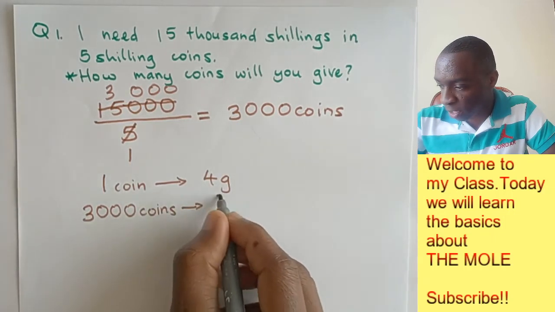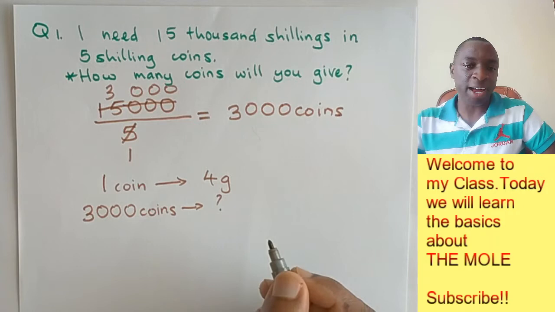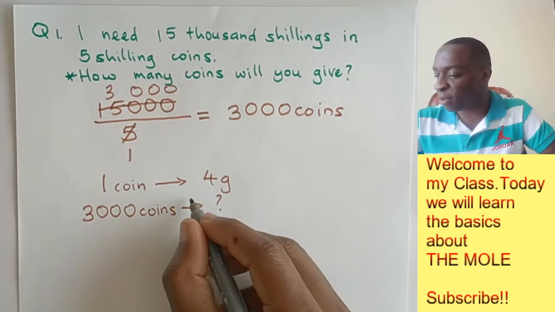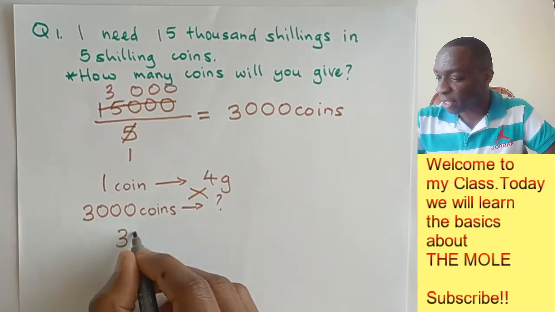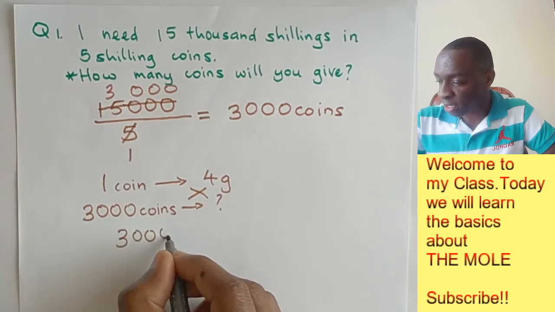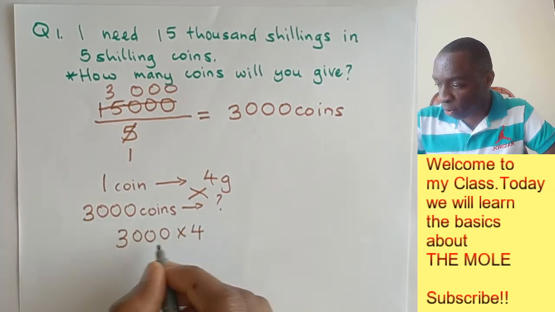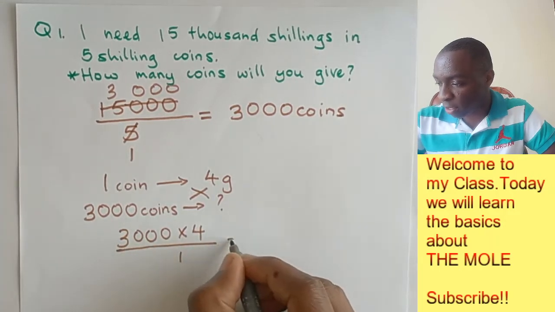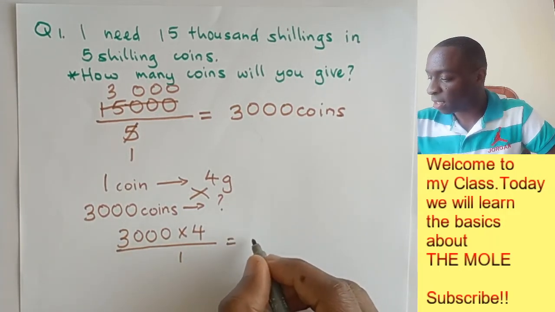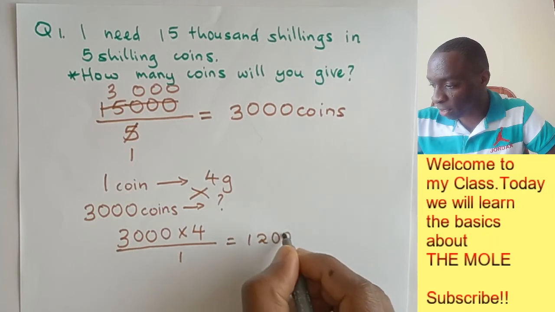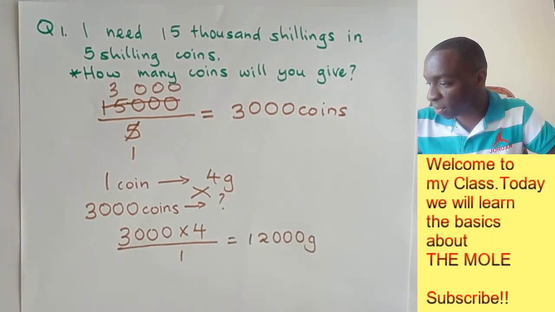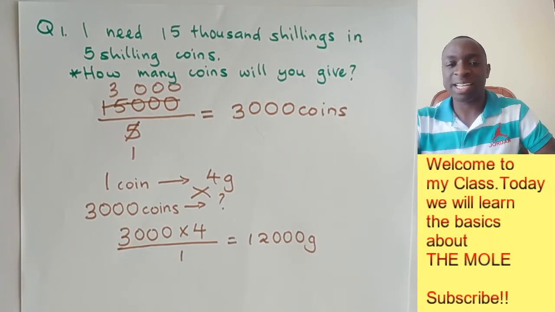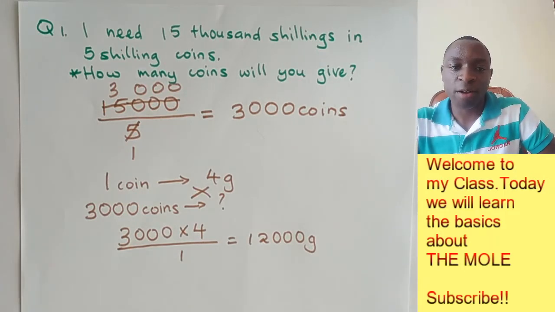With simple arithmetic and basic mathematics, you'll know that you're supposed to cross multiply, and it would be 3,000 multiplied by 4 divided by 1. This gives us 12,000 coins. Oh, not coins, but grams now. You have 12,000 grams of 5 shilling coins.